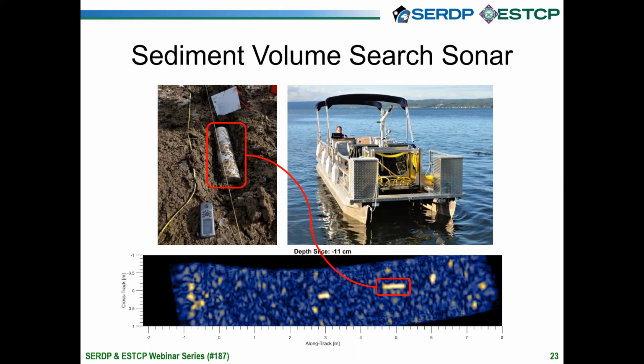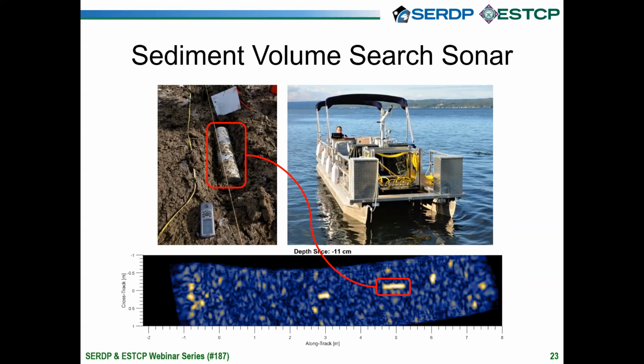We apply a form of signal processing known as synthetic aperture sonar signal processing. And what we generate then is a three-dimensional volumetric view of the items that are within the seabed and the seabed itself. This is an example slice. So this is an example two-dimensional slice taken from within the seabed. And in this case, we are looking 11 centimeters into the seabed, and we can see this long cylindrical object called out here.